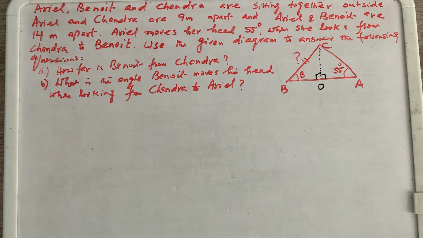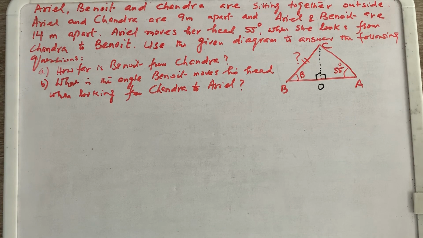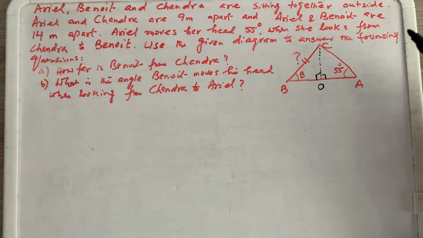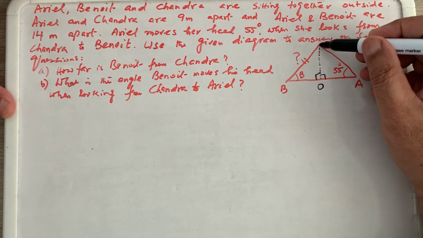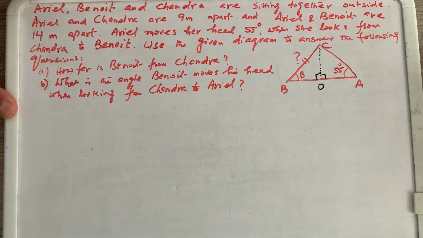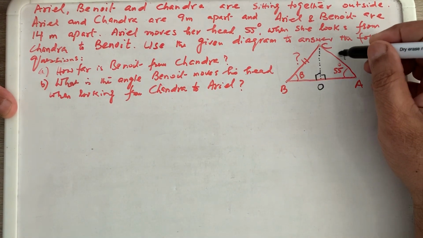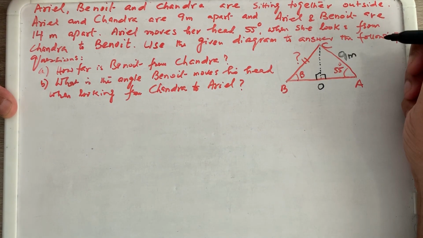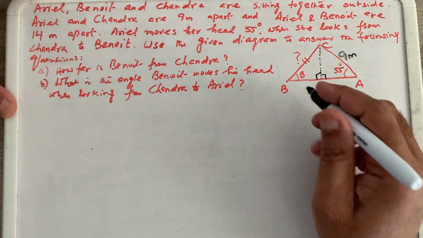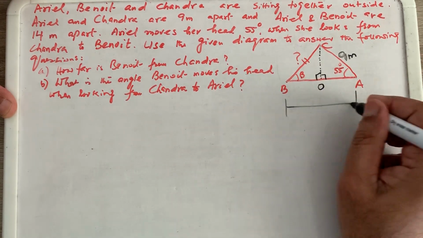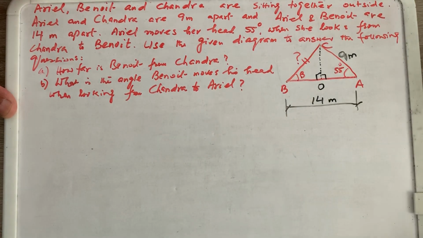Now the word problem is: Ariel and Benoit and Chandra are sitting together outside. So A is Ariel, B is Benoit, and C is Chandra. Ariel and Chandra are 9 meter apart, so this is my 9 meter apart given, right? And Ariel and Benoit are 14 meter apart. So this is the data given, right?